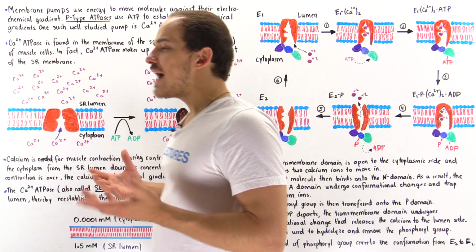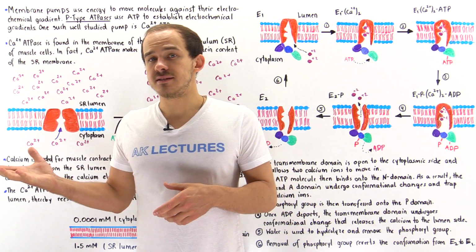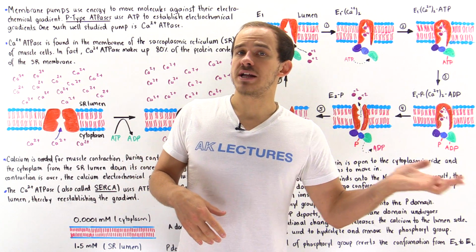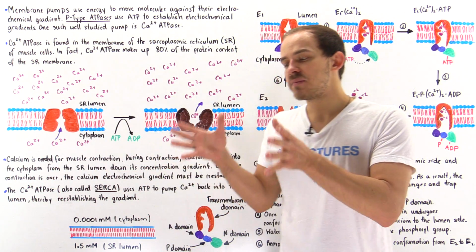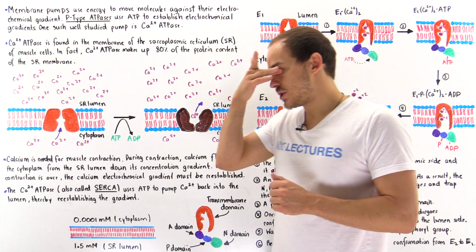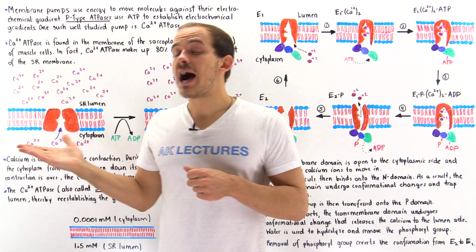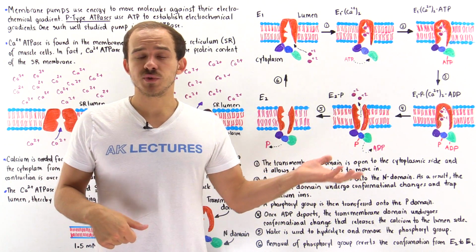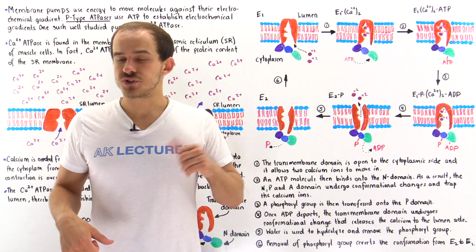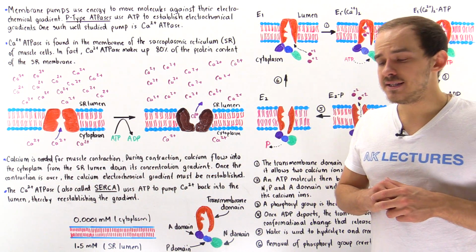So there are two categories of membrane pumps. We have these ATPases and we have these secondary transporters. In this lecture, we're going to focus on ATPases. Now, ATPases themselves can also be broken down into two classes. We have the P-type ATPases that we're going to focus on in this lecture, and we also have the ABC transporters. Now, what exactly is a P-type ATPase?